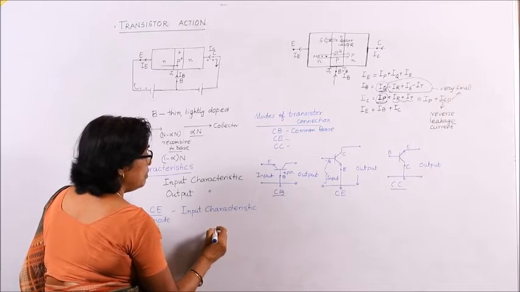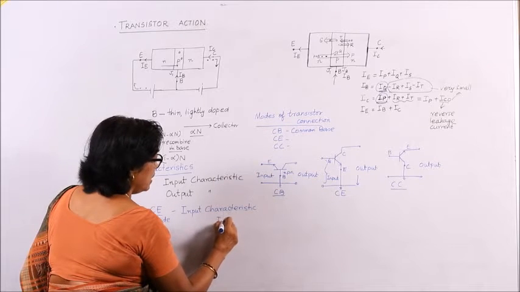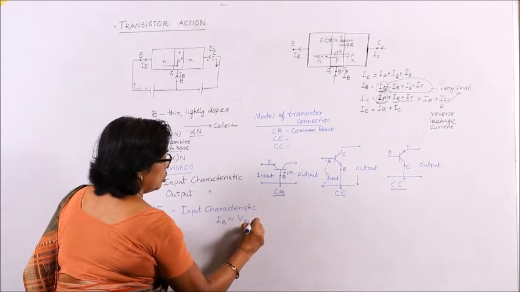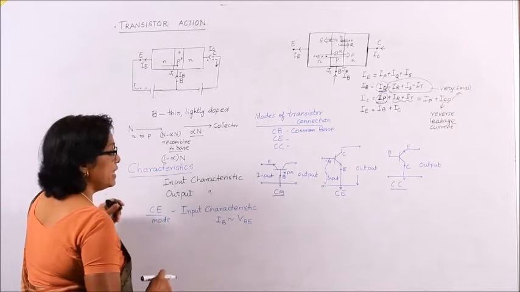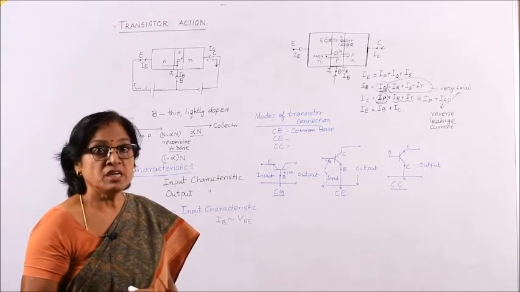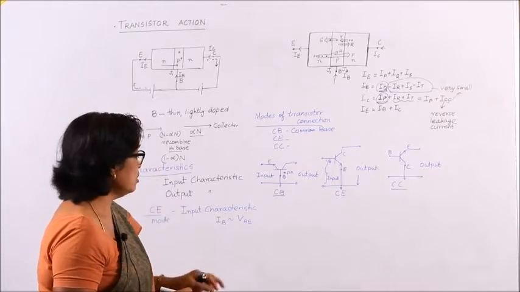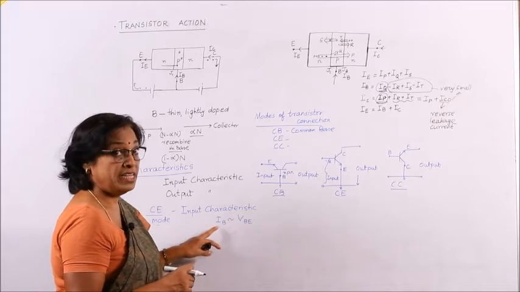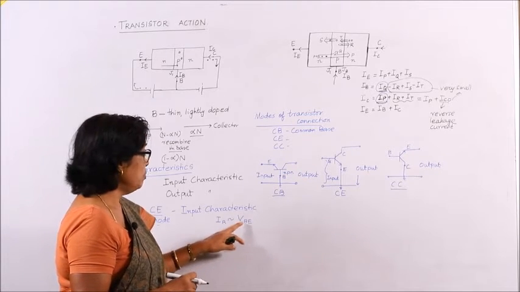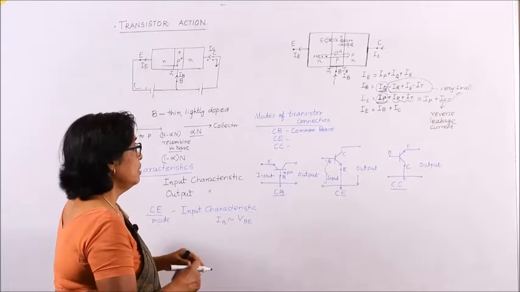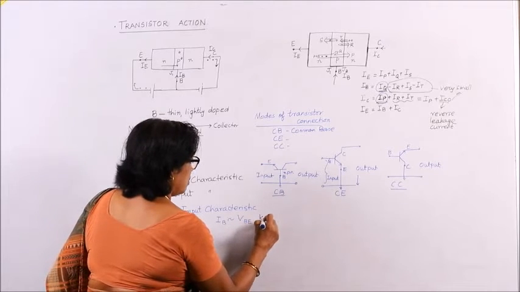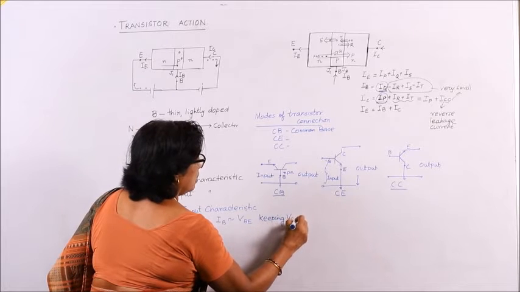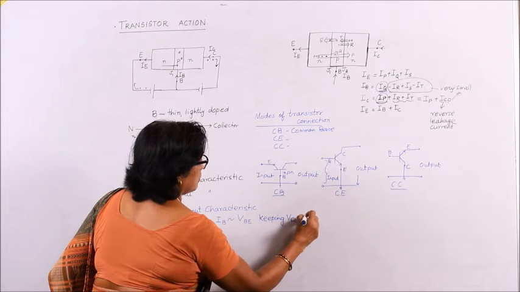So, this is a graph between how the base current changes with the base emitter voltage. So, the input characteristic in a common emitter mode connection is a graph between the base current, or the variation of base current, with base emitter voltage, keeping VCE constant, collector emitter voltage constant.